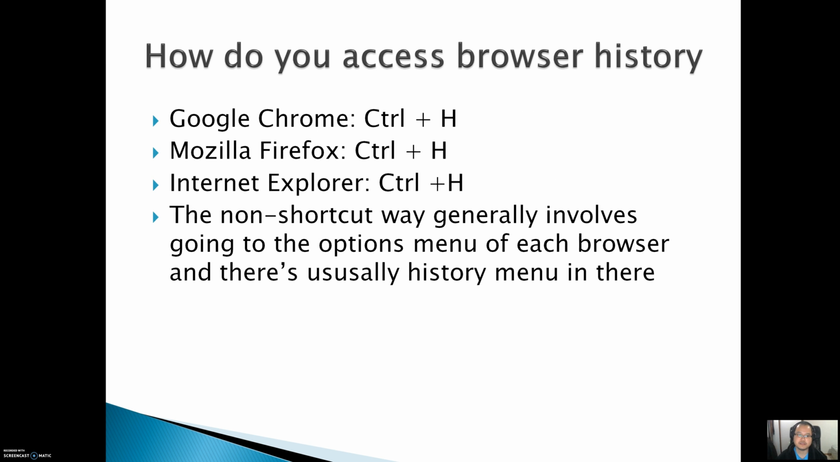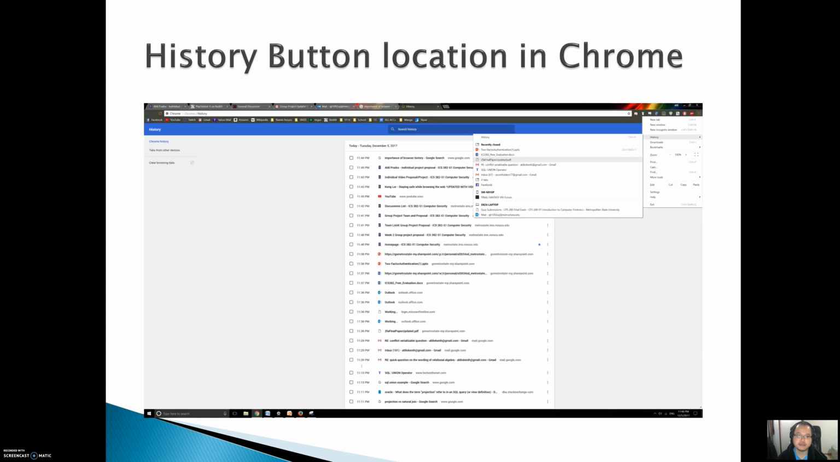So how do you access the browser history? In most browsers such as Chrome, Firefox, or Internet Explorer, you can access it by pressing Control and H. H stands for history, obviously. The normal way, if you don't have access to a keyboard or something, involves going to the option menu, which is usually on the top right in most browsers. And if you click that, there's usually a menu to go straight to the history.